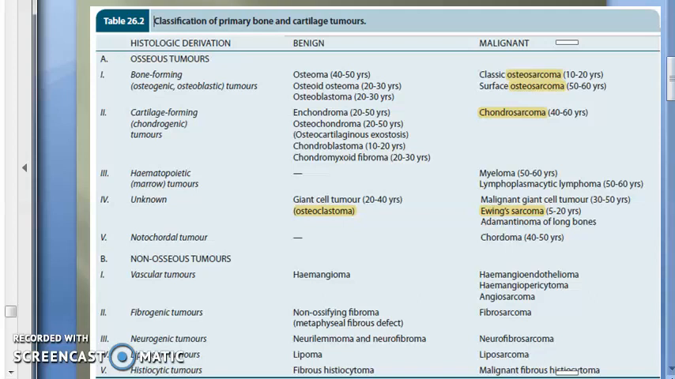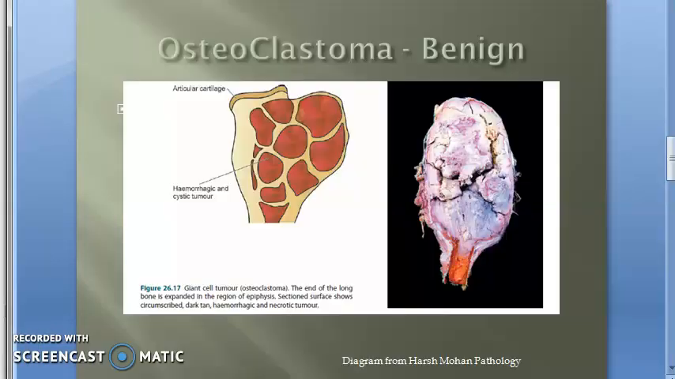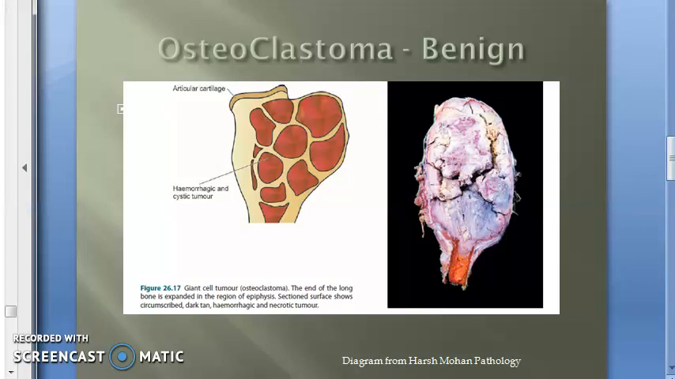It is also called giant cell tumor. The tumor arises from the epiphysis of long bones close to the articular cartilage. So from where are they arising? From the epiphysis of the long bones close to the articular cartilage. That's why you can see in this diagram they have shown you the epiphysis. Articular cartilage is here.